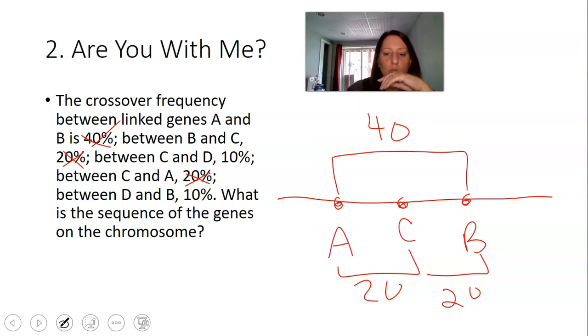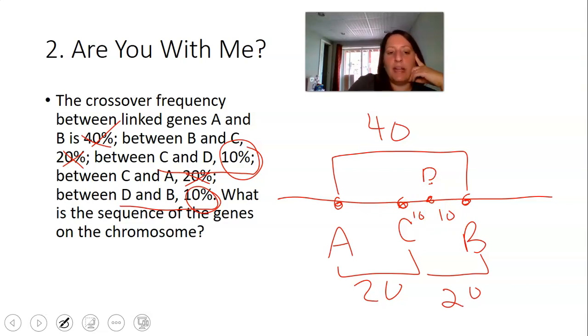So now I have the D gene left. I need to figure out where the D gene is. Well, the distance between C and D is 10, and the distance between B and D is also 10. The distance between C and B is 20, so D must be here. And so this distance is 10, and this distance is 10.